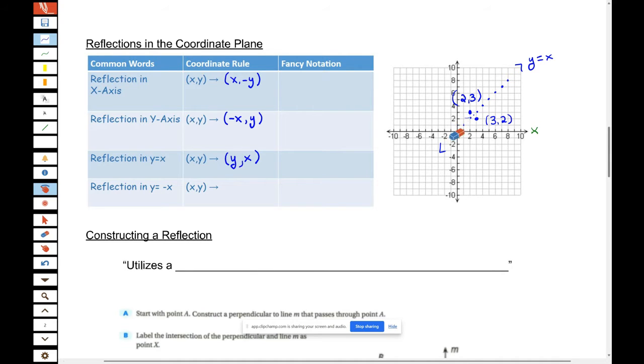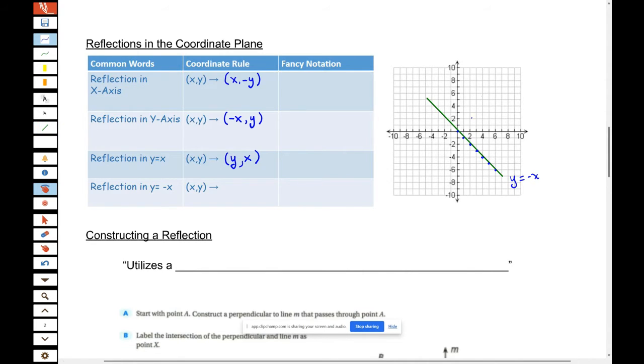And then the last line that you have to know how to reflect a point over is the line y equals -x, which has a y-intercept of 0, and the slope is down 1, right 1. So it looks something like that. So there's the line y equals negative x.